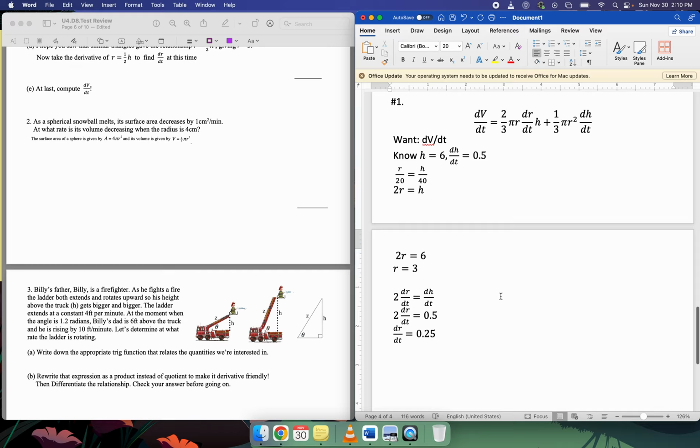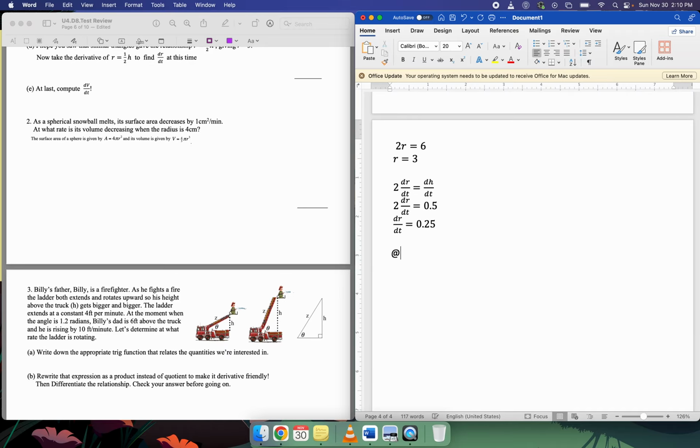Number 2: as a spherical snowball melts, its surface area decreases by 1 square centimeter per minute. At what rate is its volume decreasing when the radius is 4 centimeters? If you notice, there's a hint here. It's very small on my screen, but it says the surface area of a sphere is given by A equals 4 pi r squared, and its volume is given by V equals 4/3 pi r cubed.